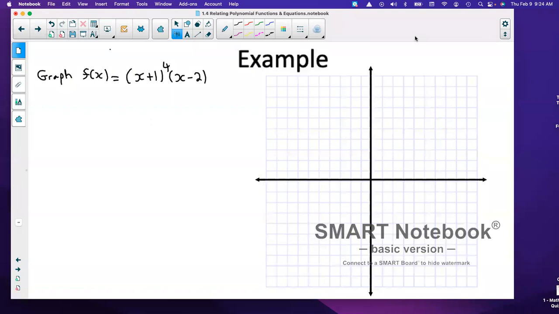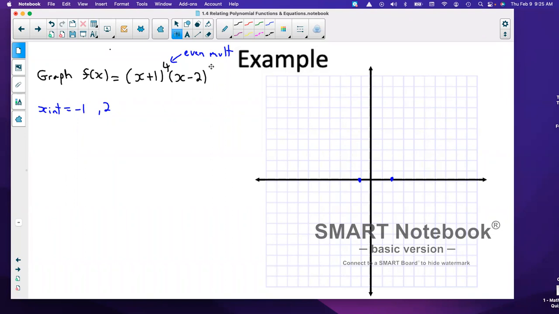Okay, so we're being asked to graph f of x equals (x plus 1) to the 4th times (x minus 2). So looking at this, we can write out our x-intercepts right away. So we've got -1 and +2. Now this is an even multiplicity. So that means we know that where we're at -1, it's going to touch our axis but not cross through.